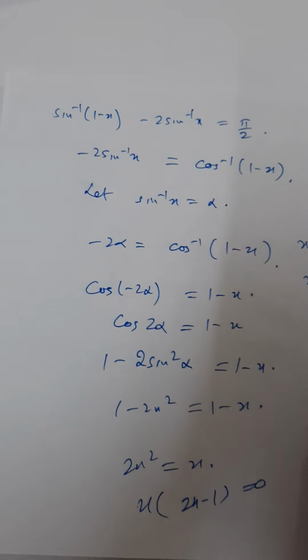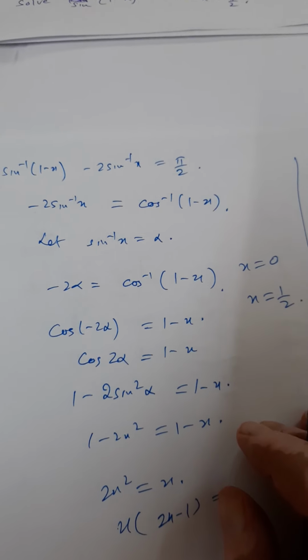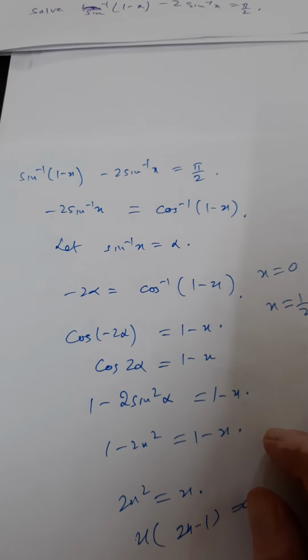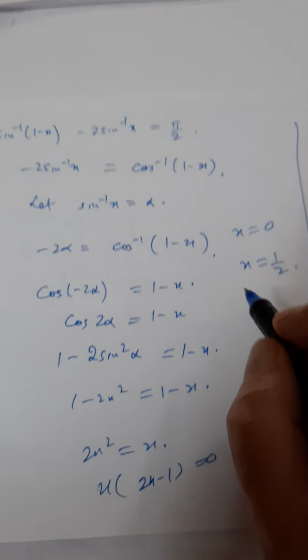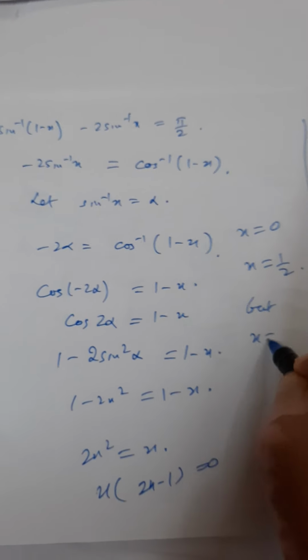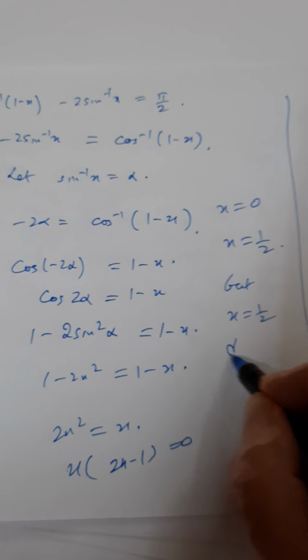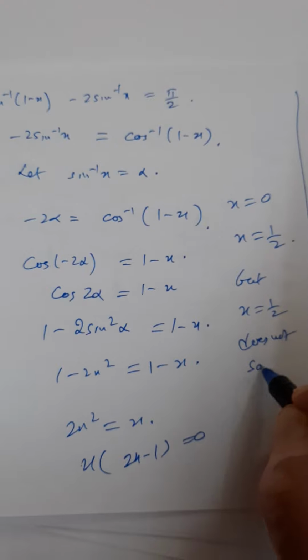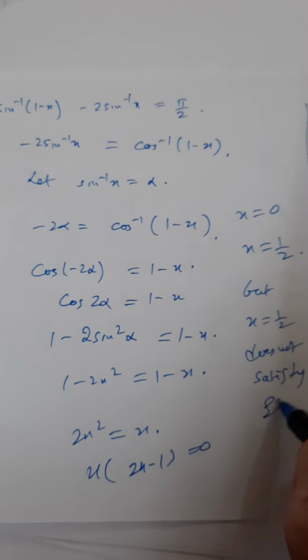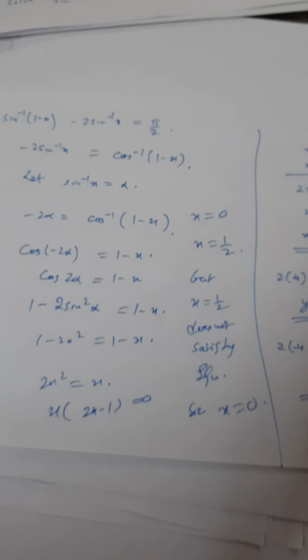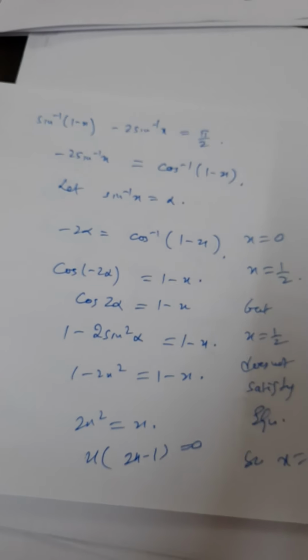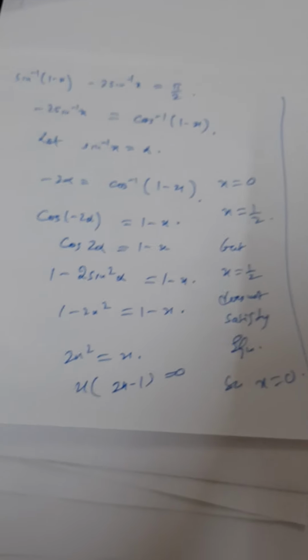But when you check it, does x equal to 0 satisfy it? Yes. Does x equal to half? No. So you will see that x equals half doesn't satisfy the equation. So x equals 0. So hope I have done all the questions. There are one or two tan inverse properties that I can explain to you just now.